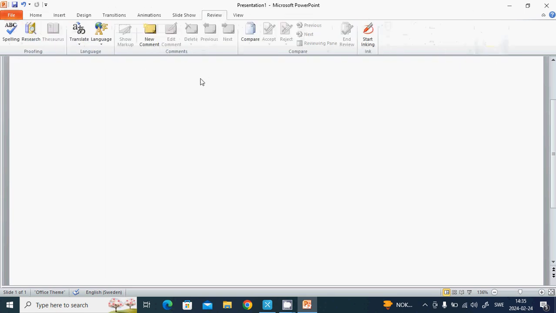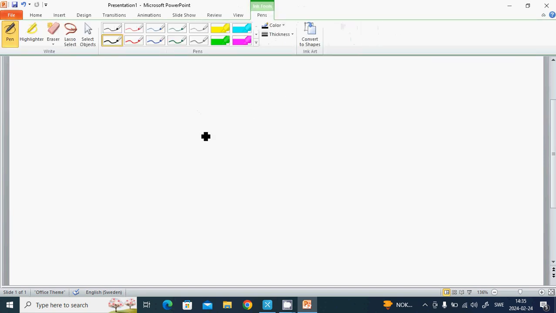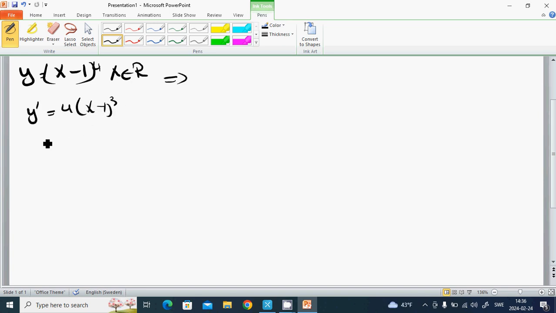If it's going quick, pause the video and see and write or see how it is. Here we are. y equals (x minus 1) power 4, x in R. Then y prime equals 4(x minus 1)^3, and y double prime is 12(x minus 1)^2 equals 0, then x equals 1.